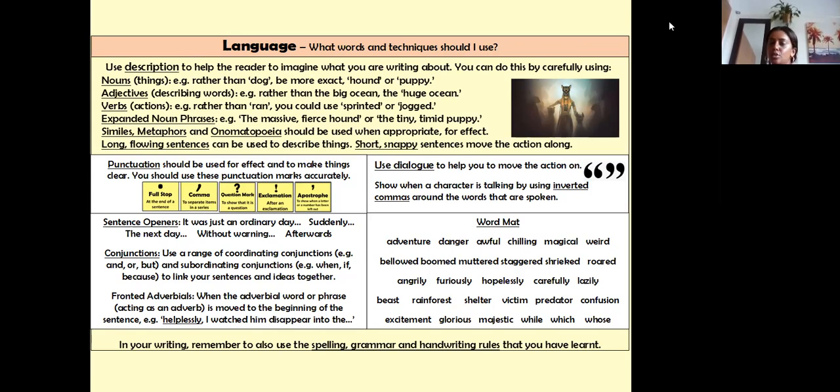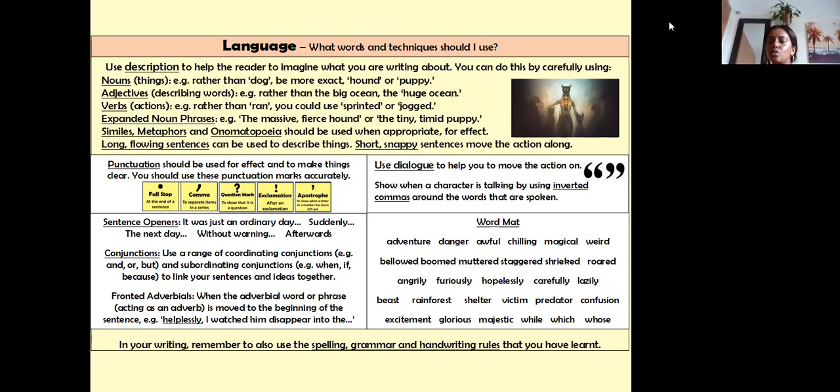The use of sentence openers. For example, it was just an ordinary day, or suddenly, the next day, afterwards. Conjunctions which join the sentences together and your ideas together. Fronted adverbials often move to the beginning of a sentence, which just creates more of an excitement within the sentence.